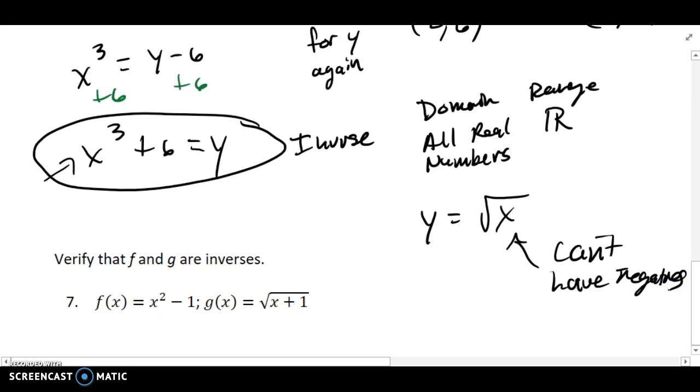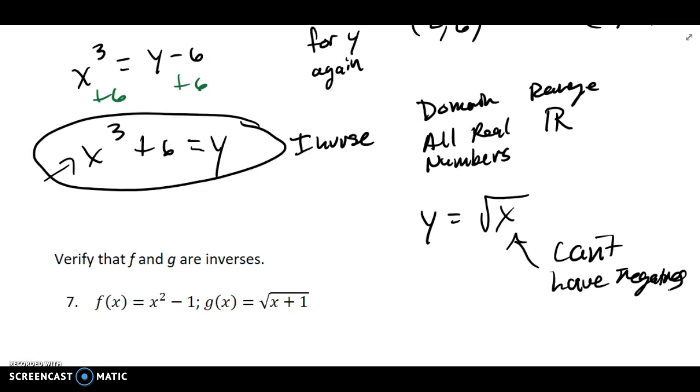Okay, because they can't put a negative in a square root. This is an imaginary number. This doesn't work. We're talking about real numbers right now. So the domain here would be all positive numbers or no negatives, which means the range would be the same. It would have to be all positive numbers or no negatives.